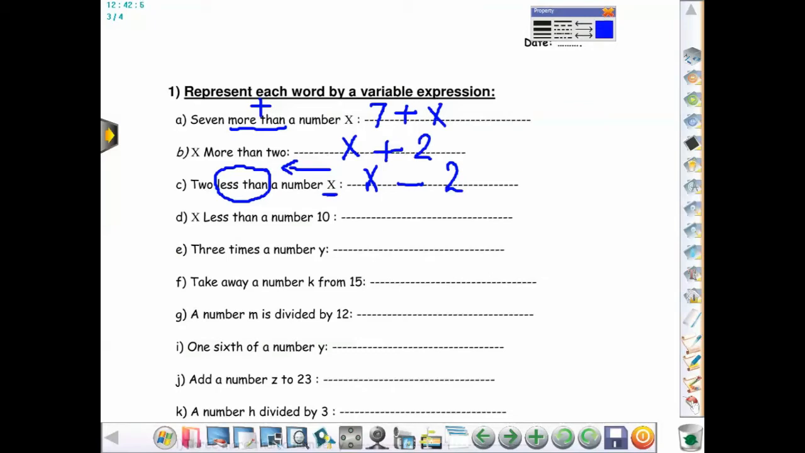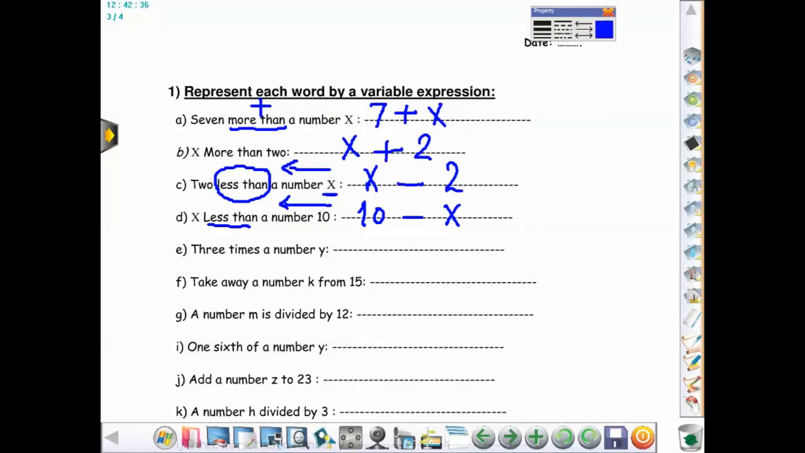Okay, x less than a number 10. I said less than means minus. So when I put the operation subtraction or the sign minus, I have to go from backward to forward. So I will start from 10 minus x, which represents x less than a number 10.